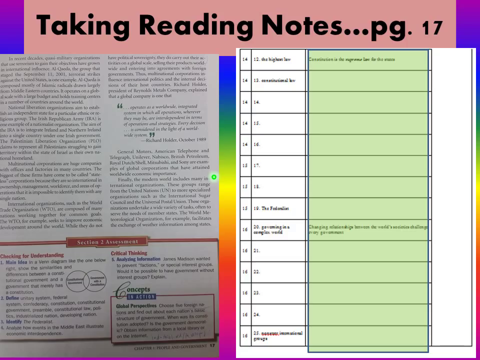Finally, the modern world includes many international organizations. These groups range from the United Nations to more specialized organizations, such as the International Sugar Council and the Universal Postal Union. These organizations undertake a wide variety of tasks, often to serve the needs of member states. The World Meteorological Organization, for example, facilitates the exchange of weather information among states.